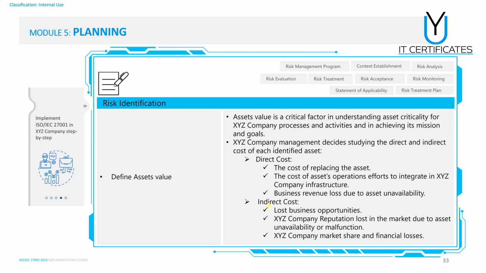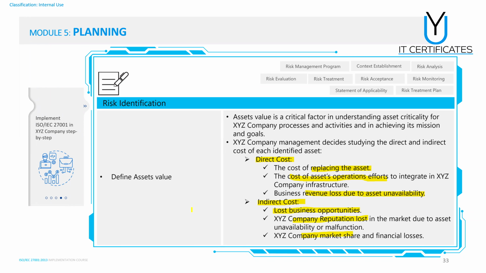Asset value here should take into consideration 2 different costs, direct cost and indirect cost. Direct cost covers the cost of replacing the asset, or the cost of the asset's operation efforts, or the business revenue loss due to asset unavailability. The indirect cost covers lost business opportunities, loss in company reputation, and market share. These are the costs which have to be integrated into the asset value for the organization.